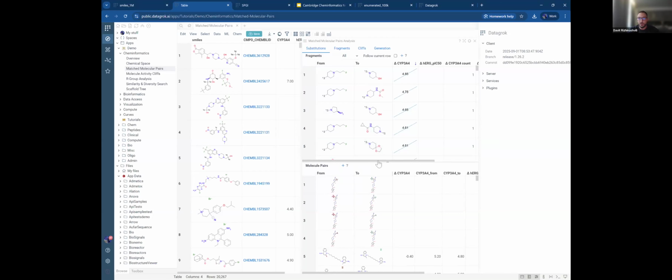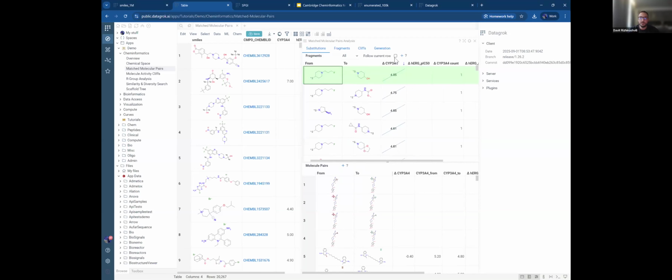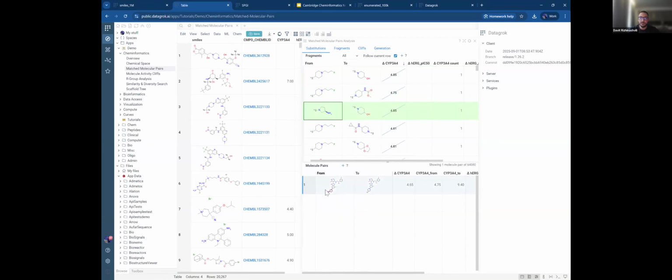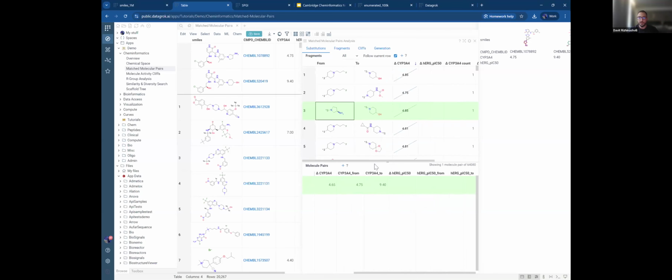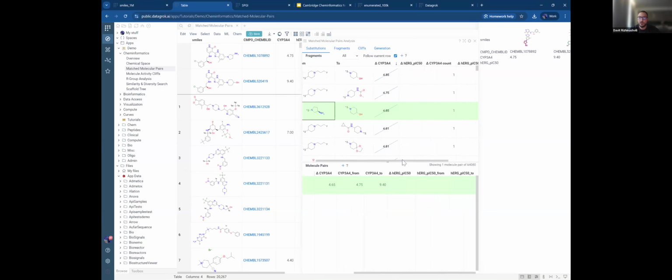So for example, here, what we have is the substitutions tab, where I can see the from-fragment to fragment transformations. If I click on them, I can see the exact molecules that underwent this transformation, what was the activity change associated with that transformation, and again, there can be multiple activities, as you can see here. So we have some different properties that underwent a change under this transformation.